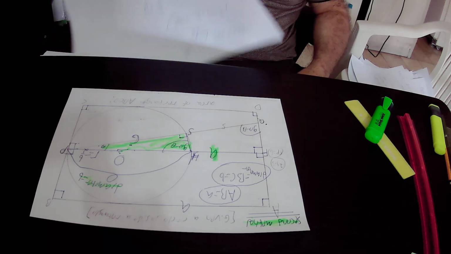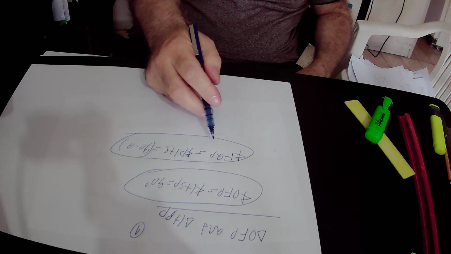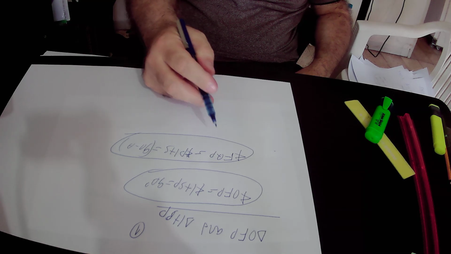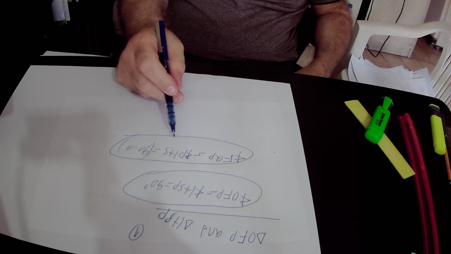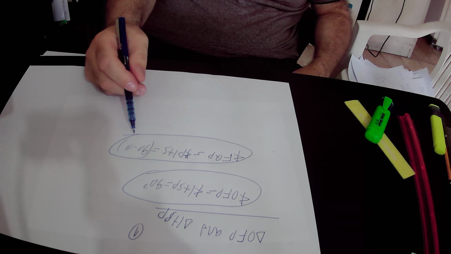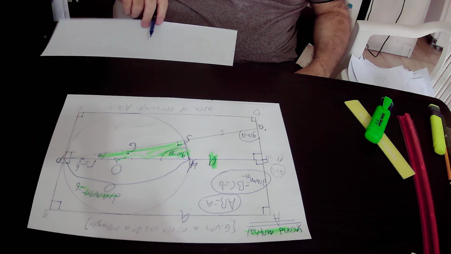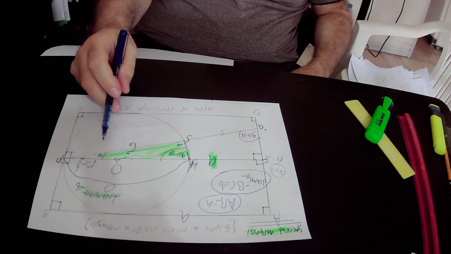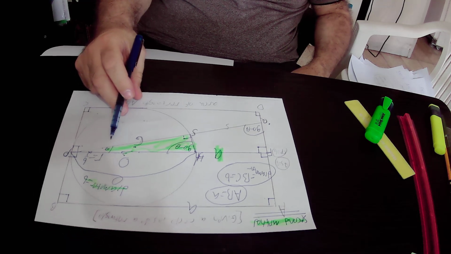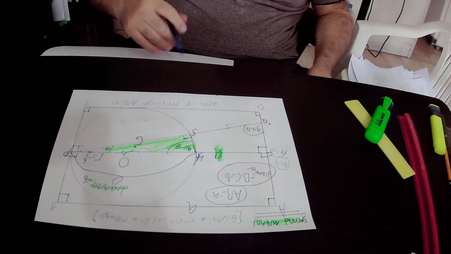I repeat again, angle FQP in the big right triangle is equal to angle PHS in the green right small triangle. They are both equal to 90 degrees minus theta, therefore they are equal to each other. And finally, this angle theta is a common angle that belongs to both triangles. Therefore, we can write that this angle equals itself.